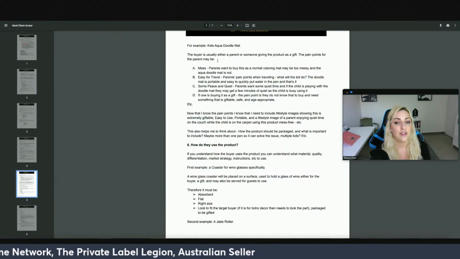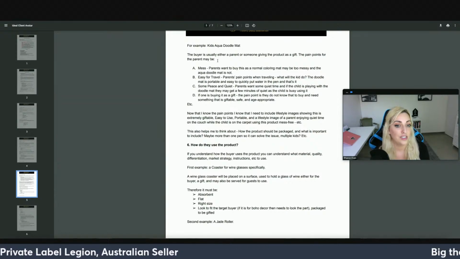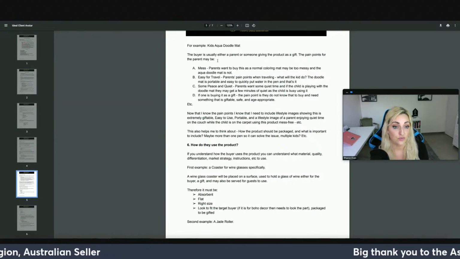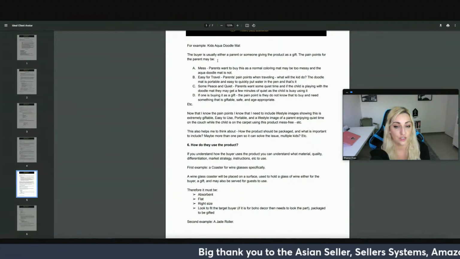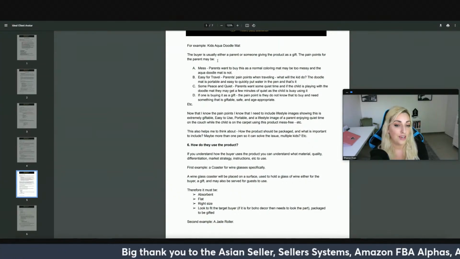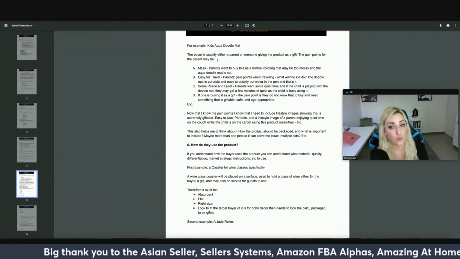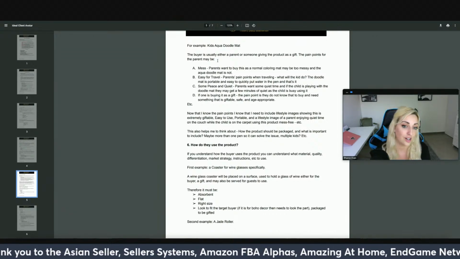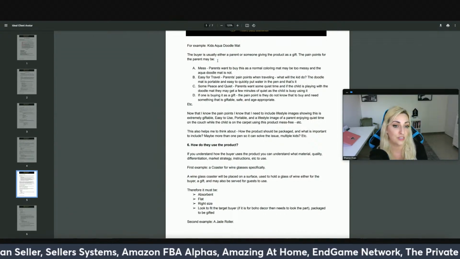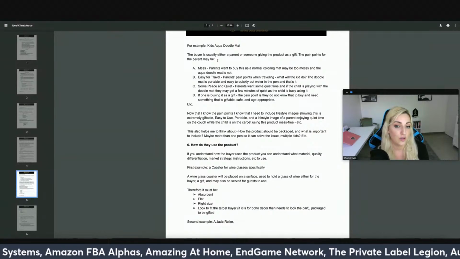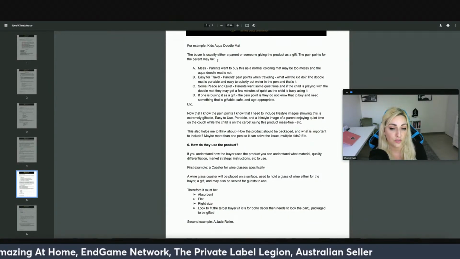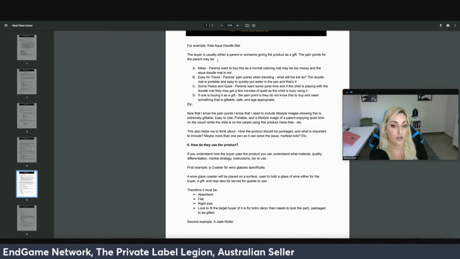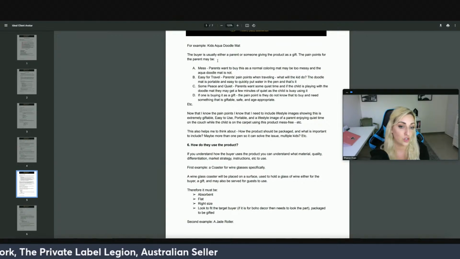Now that I know the pain points, I know what I need to include in the lifestyle images. So for example, I'll show that the product is giftable, that it's easy to use, that it's portable, and I may have a lifestyle image of a parent enjoying quiet time on the couch while the child is on the carpet using this product, which is a mess-free product. This also helps me to think about how the product should be packaged and what is important to include in the bundle, and maybe more than one pen so it can solve the issue of multiple kids.